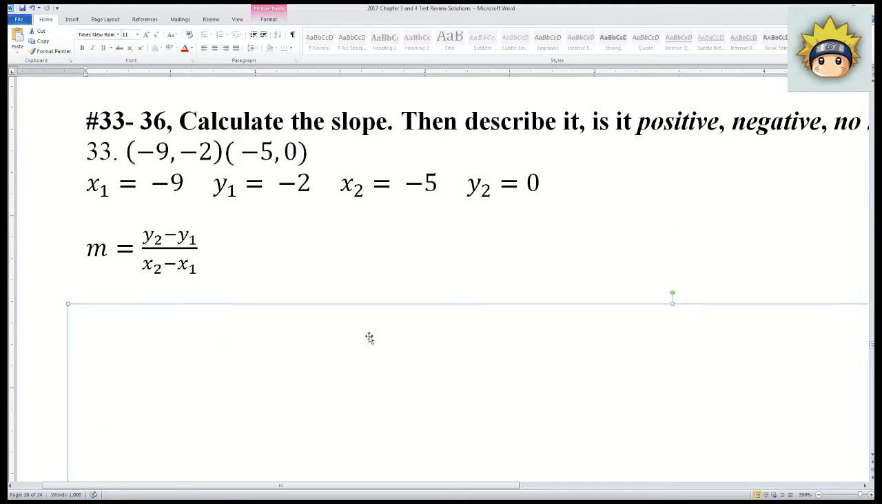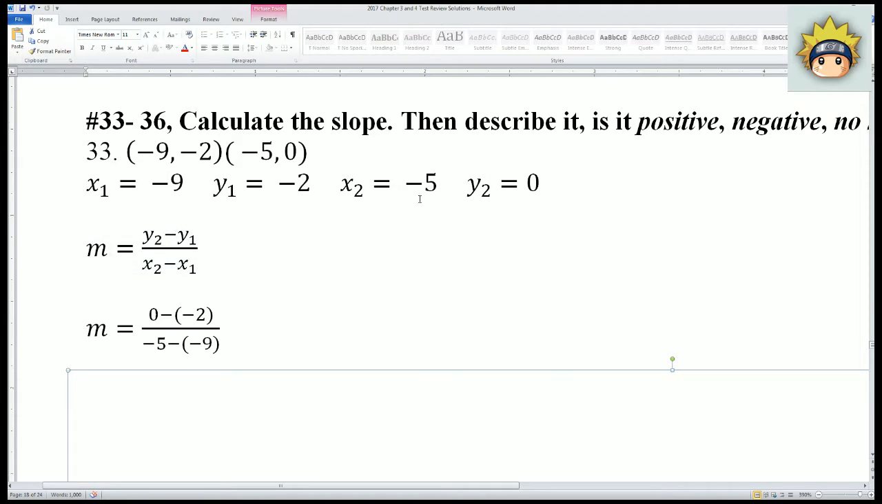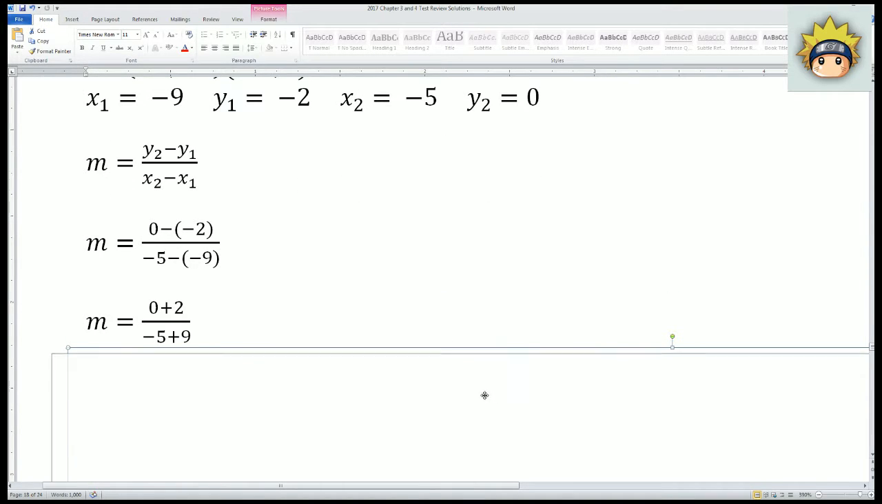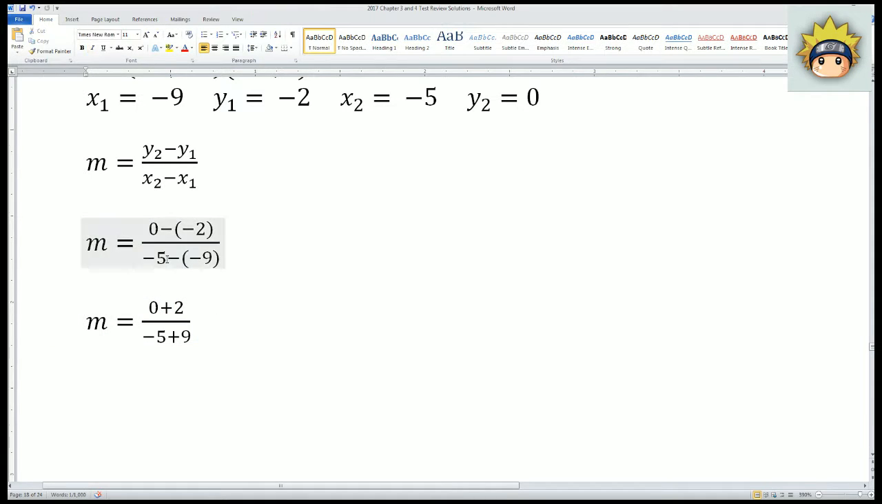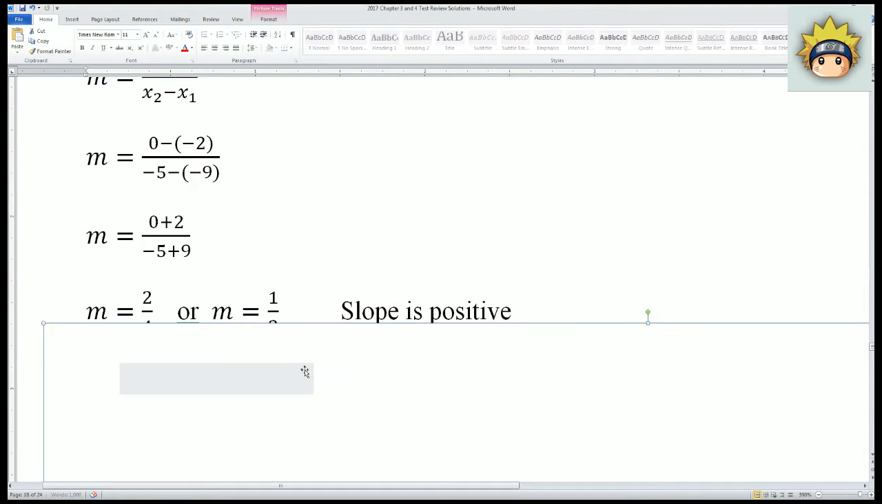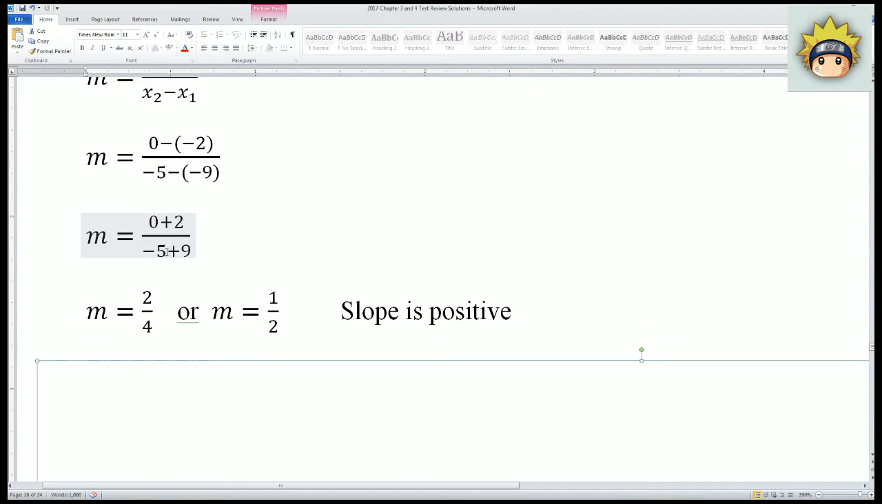I should always write the formula after I label it, because with this information, I know I can use this formula. I make the substitution, so y2 is 0, y1 is negative 2, x2 is negative 5, and x1 is negative 9. This is just the substitution. After that, I simplified. 0 minus a negative is the same thing as adding. Negative 5 subtract a negative 9 is the same thing as adding a 9. Okay? 0 plus 2 is 2. Negative 5 plus 9 is 4.